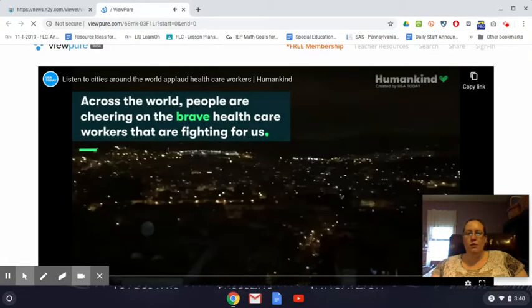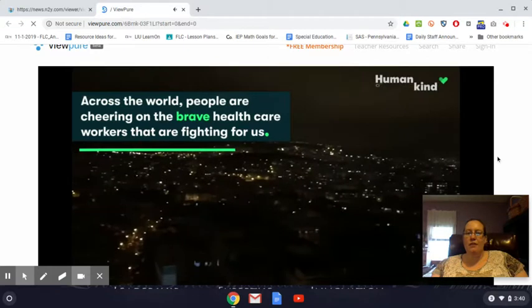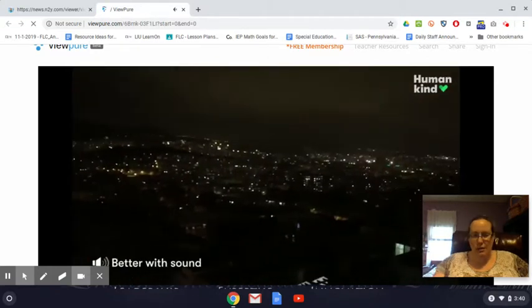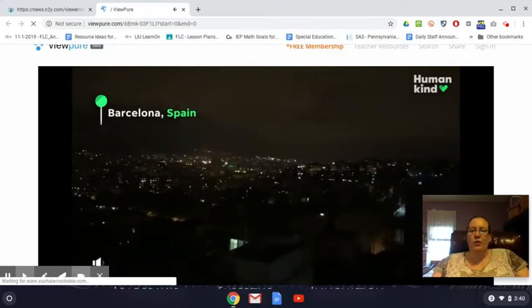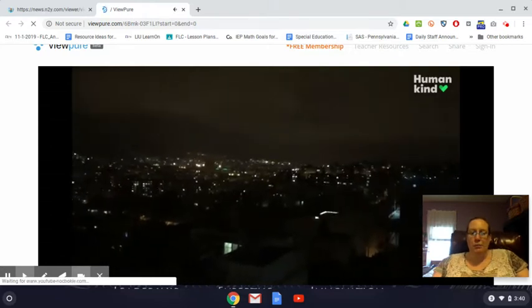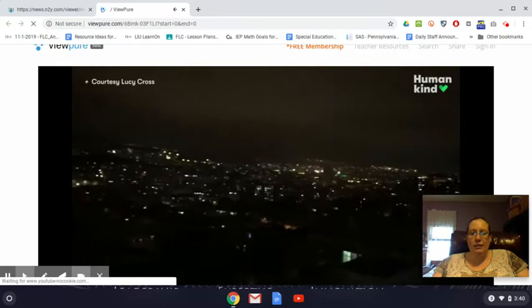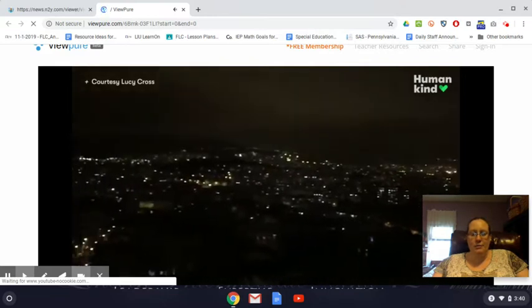Across the world, people are cheering on the brave healthcare workers that are fighting for us. Okay, and this is in Barcelona, Spain. People are clapping, flashing their lights in their houses.